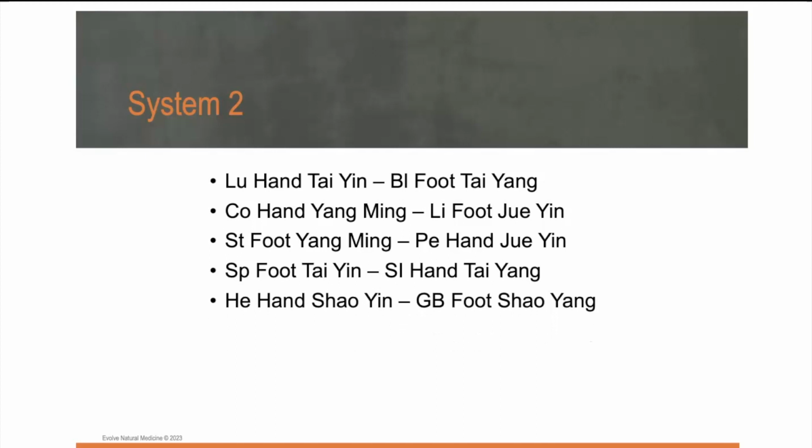When we're looking at heart, hand, Shao Yin, we go hand to foot, we go Shao to Shao, we go Yin to Yang. So heart, hand, Shao Yin balances gallbladder, foot, Shao Yang. And when we're looking at small intestine, hand, Tai Yang, it will be balanced by spleen, foot, Tai Yin. So hand goes to foot, Tai goes to Tai, Yang goes to Yin. It's important to go over these a few times because it does take a little bit to get your head around initially, but once you get the basics, it really comes fast.